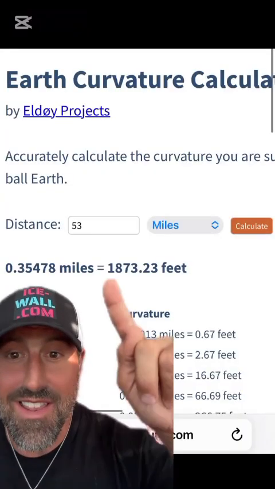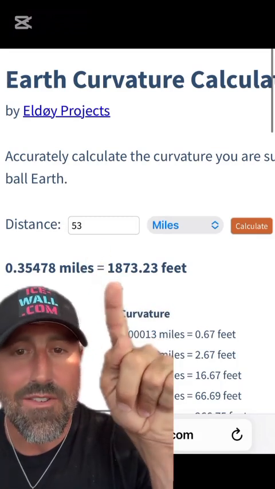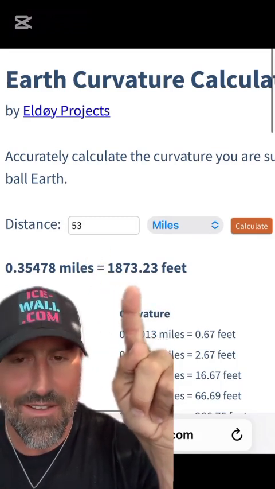Well, if that's true, why have I zoomed in on Chicago across Lake Michigan from 53 miles away? There should be 1,800 feet of obscured curvature because of the Earth's roundedness. Well, I saw it plain as day. That's 1,400 feet tall. That's the Willis Tower. And at a distance of 53 miles, like I was, there should be 1,800 feet of curvature.